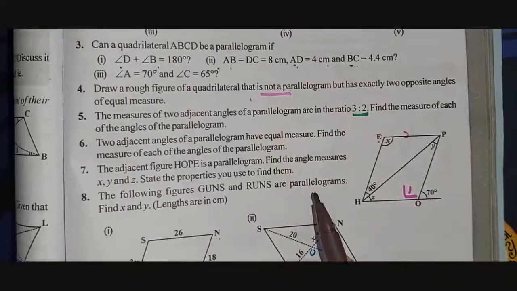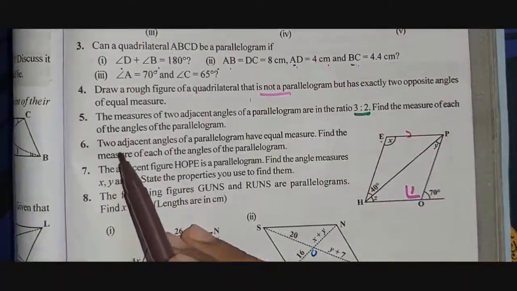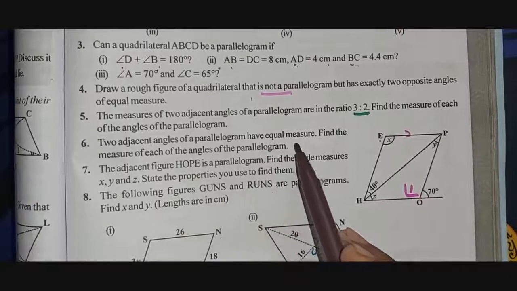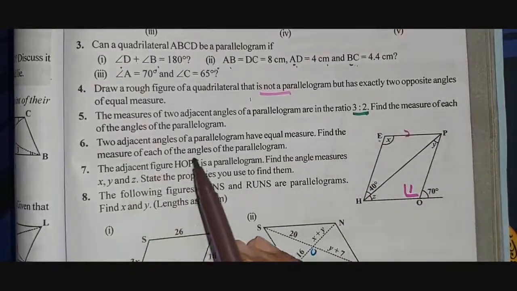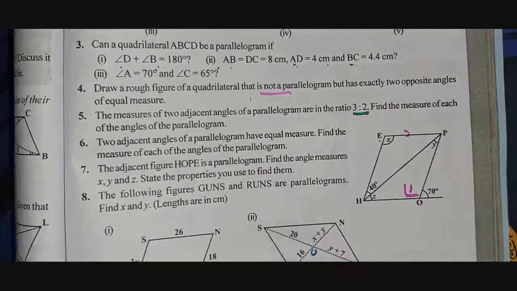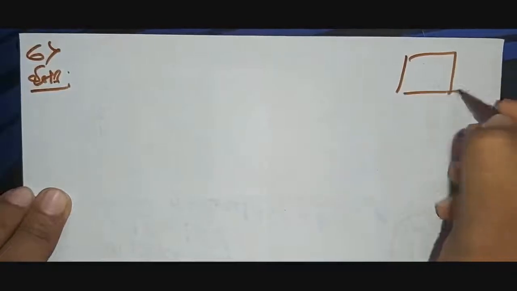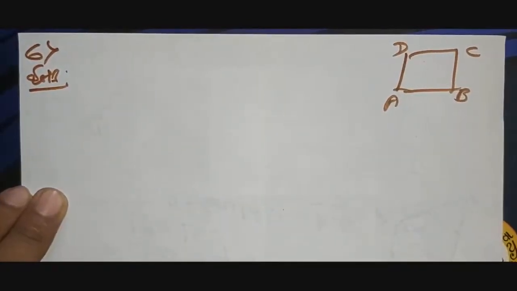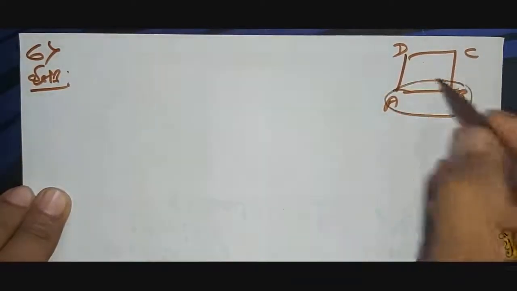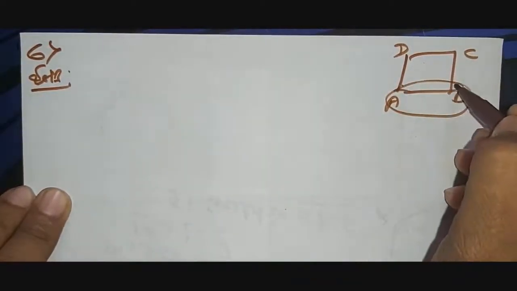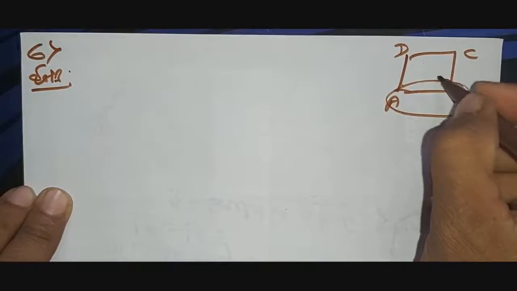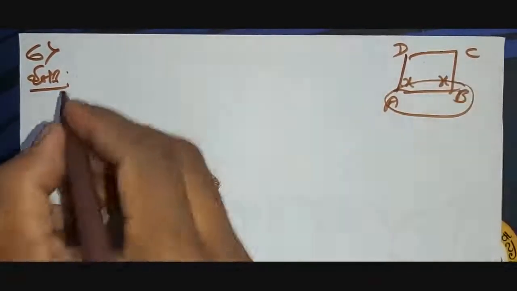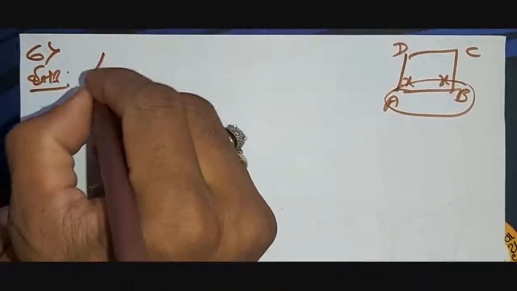Dear students, now let us discuss the sixth question. Two adjacent angles of a parallelogram have equal measures. Find the measure of each of the angles of the parallelogram, right? I will draw a figure here. ABCD is a parallelogram. They have asked about two adjacent angles of a parallelogram having equal measures. So I will take it as x. Okay, let us see the solution.